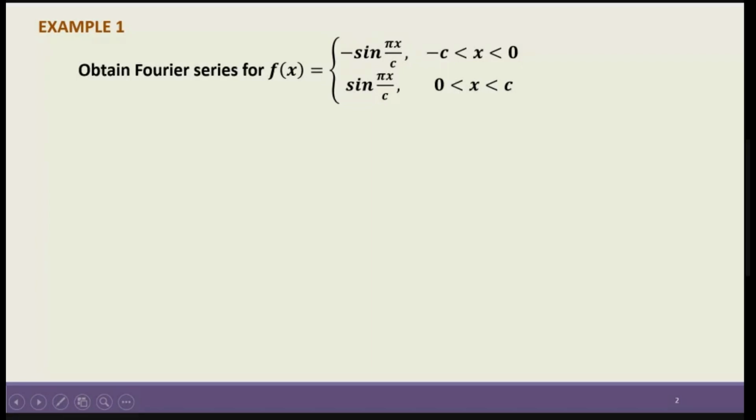Now the interval is minus c to plus c, which means you can check whether the function is an even function or an odd function. But the function is defined in two intervals. So how do we check for even and odd when the function is defined in two intervals? Do you remember we had done this in minus pi to plus pi also?